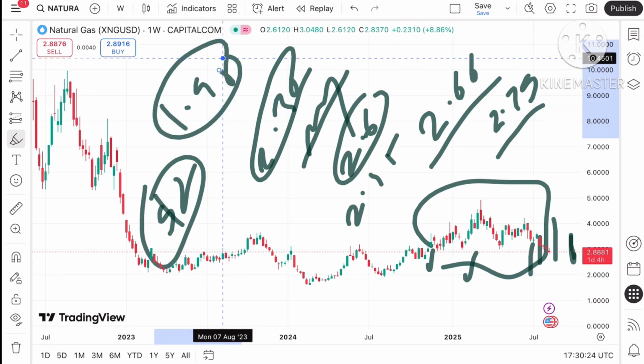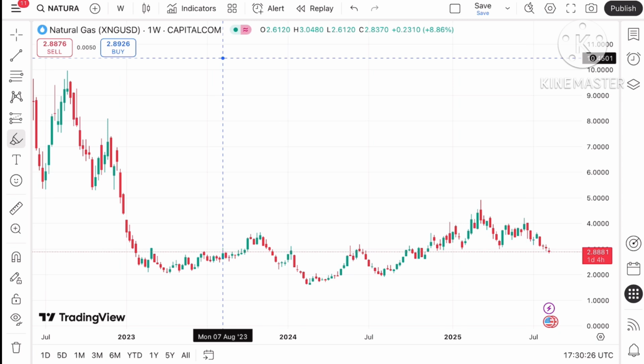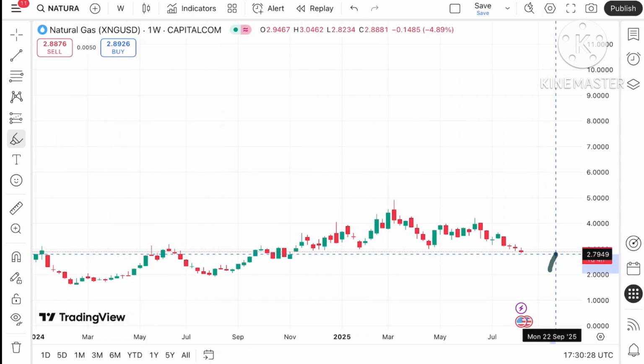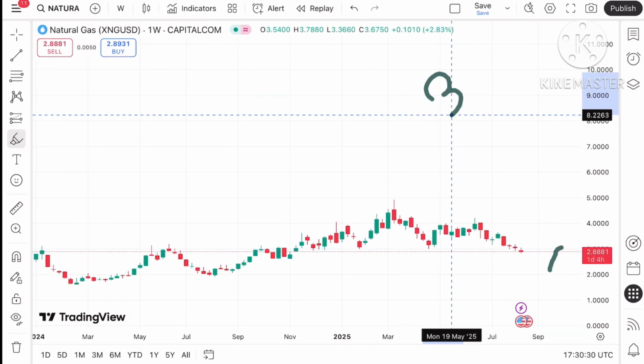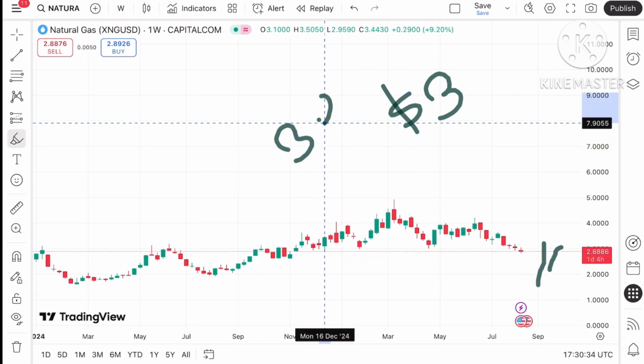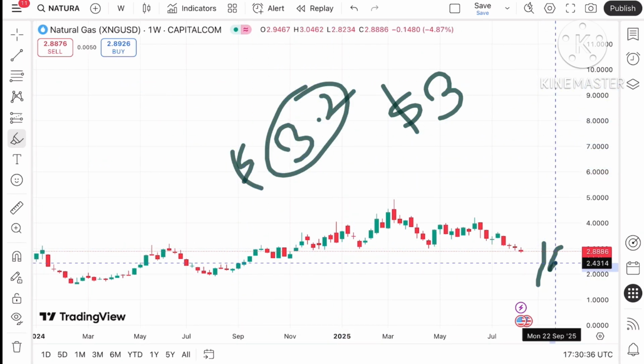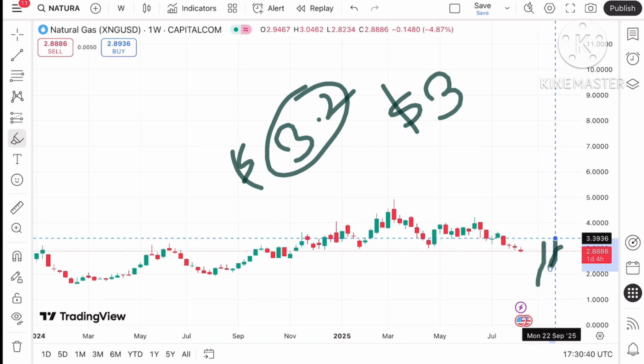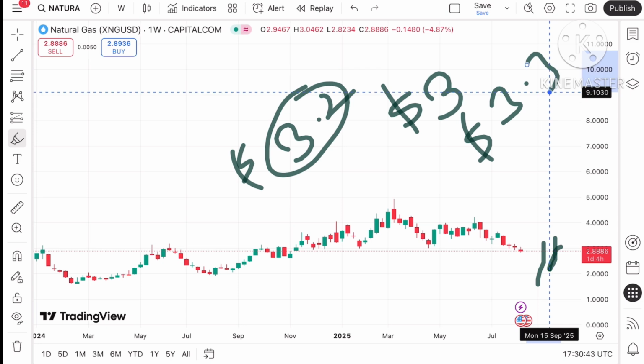But suppose if it starts sustaining above this level, it can move towards a level of $3. And if that sustains, a further upside can be seen towards 3.2. Once the price moves above that level, we can see the price can rise and touch a level of $3.39.